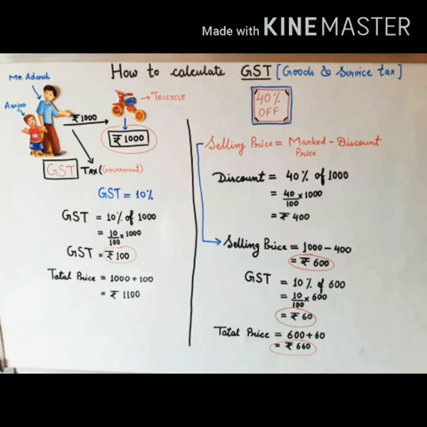So, the total price Mr. Adarsh will pay this time is 600 plus 60 rupees, that is 660 rupees in all.